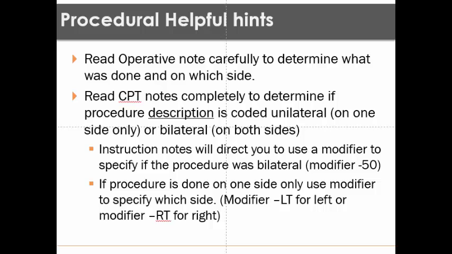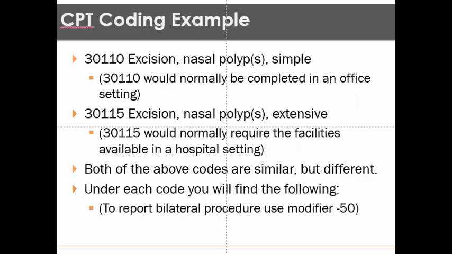If the procedure was done bilaterally, you'd use the modifier 50, or if the procedure was done on one side only, you would want to use the modifier LT for the left side or RT for the right side. This is an example taken right out of your CPT coding book, so you just need to be careful, as I said, with what you're reading.